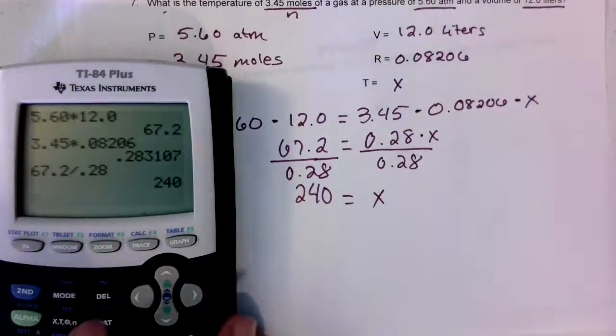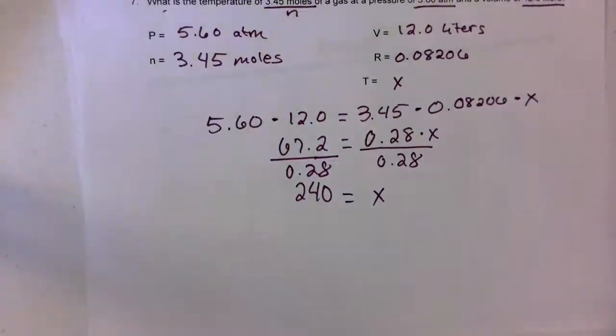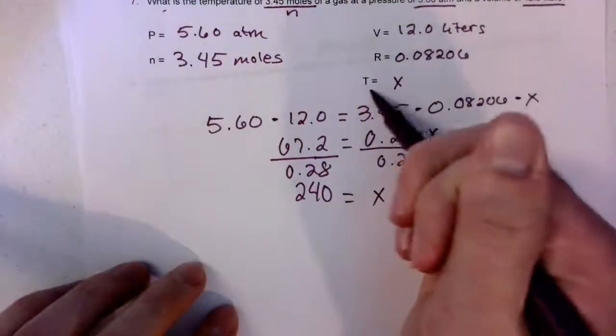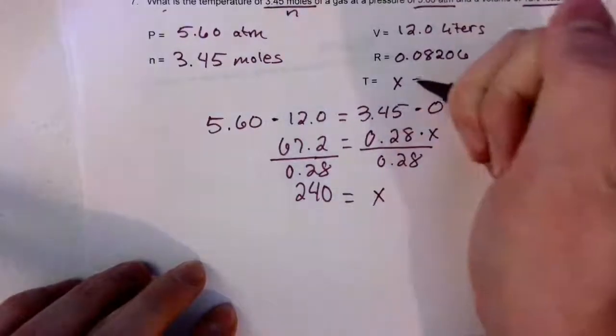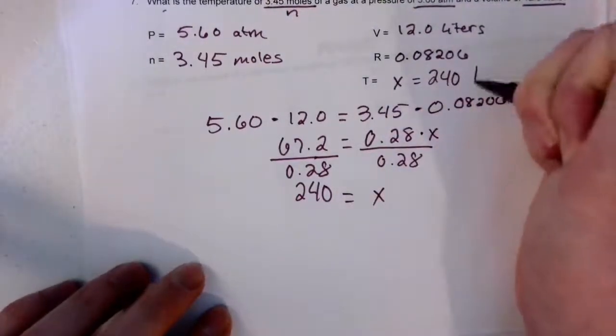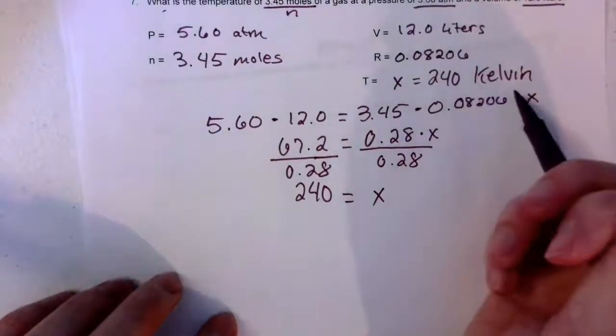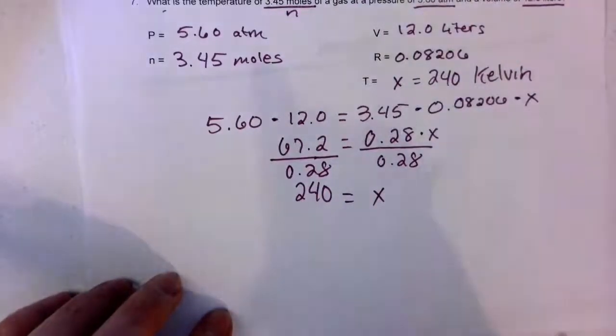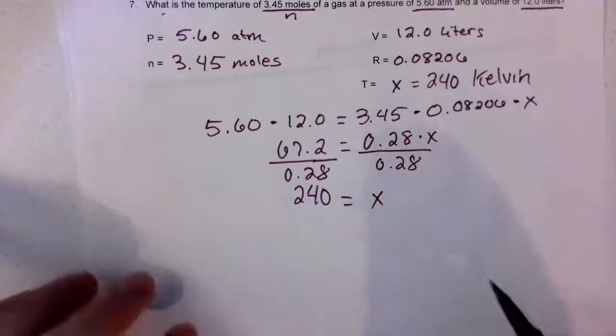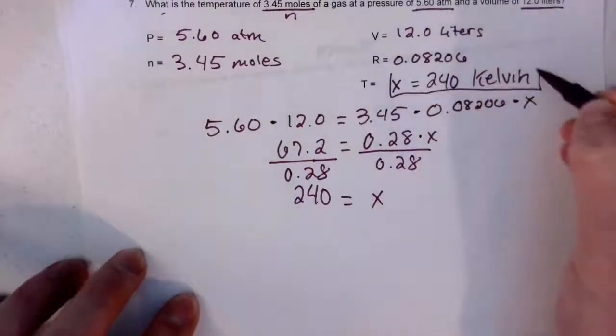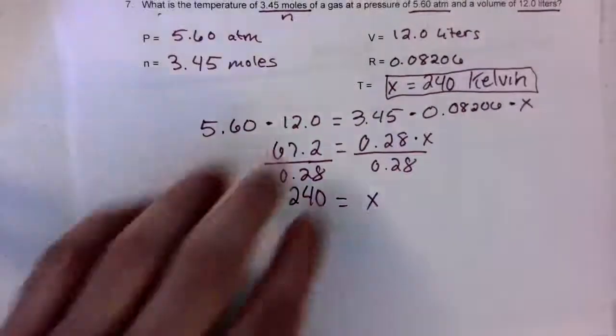Okay. So, let's go back up here. The X was our temperature. So it's going to be X equals 240. And the unit, since it is temperature, is going to be Kelvin. So 240 Kelvin. It doesn't say they want it in Celsius, so you can just leave it in Kelvin. So it's going to be 240 Kelvin.